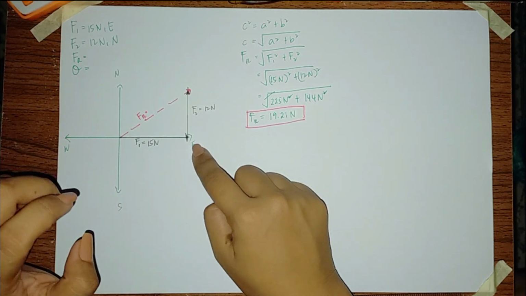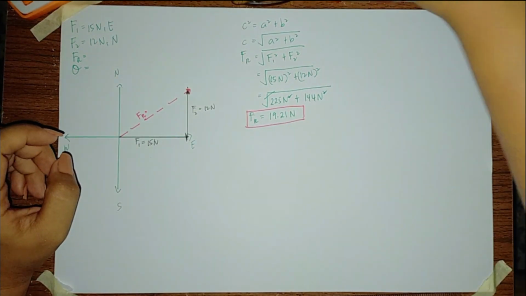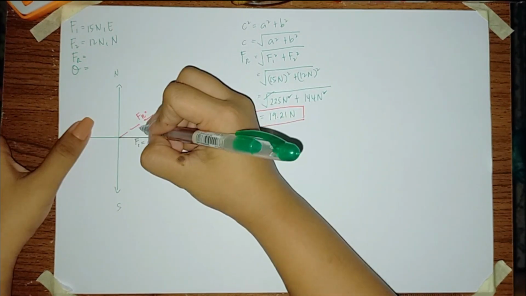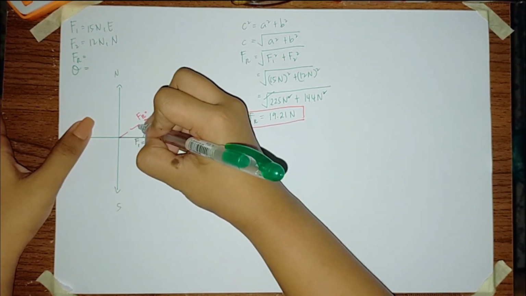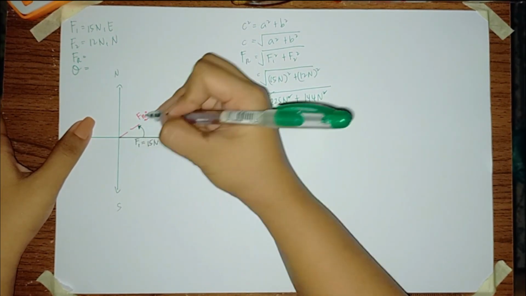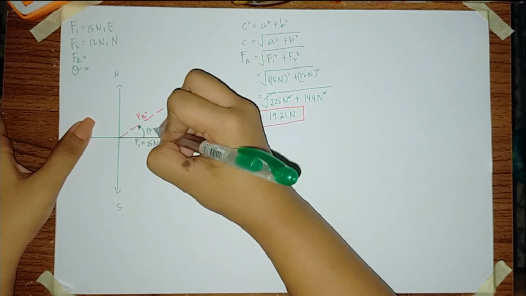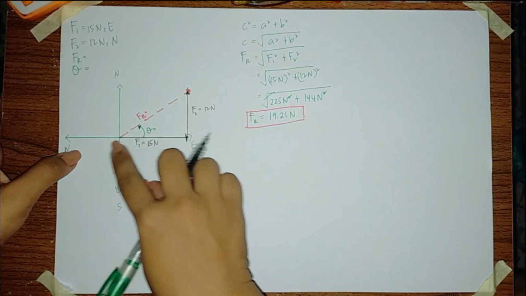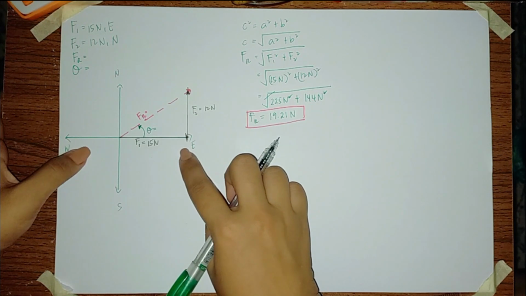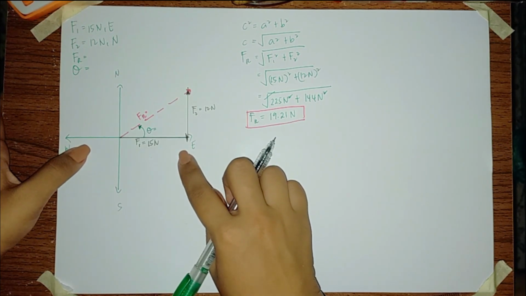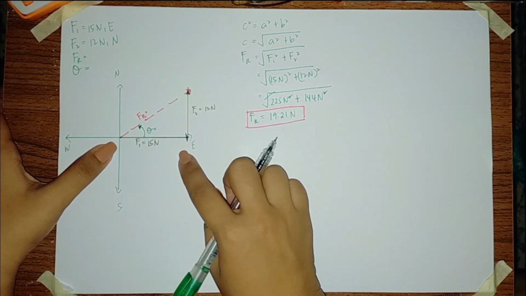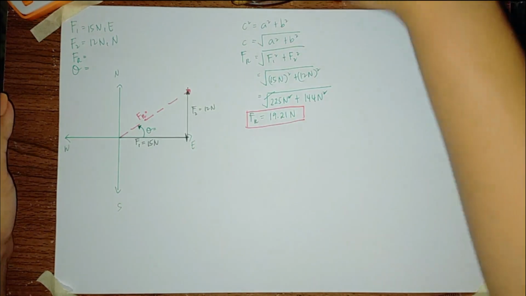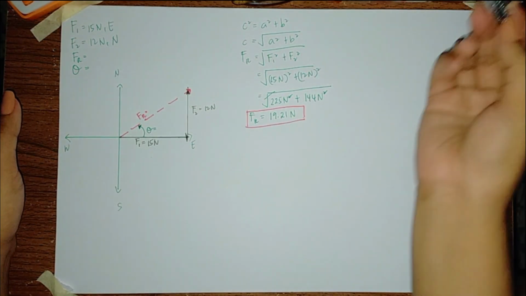So, let us have first our reference angle. For the reference angle, it should be like this. When we get a reference angle, again, it should be relative to our x-axis. Now, in getting the angle, we can use our SOHCAHTOA. So, let me write here SOHCAHTOA.